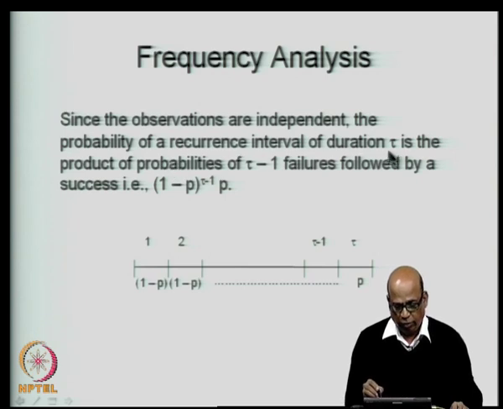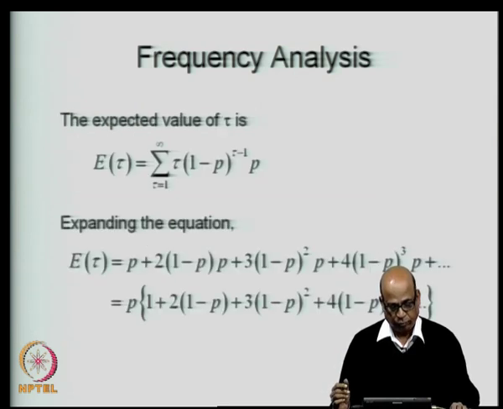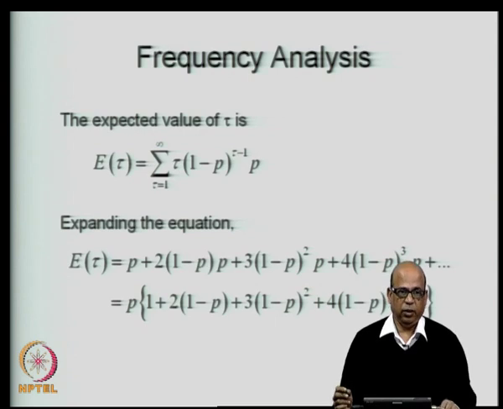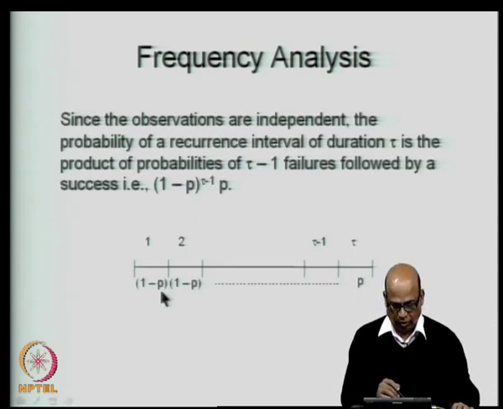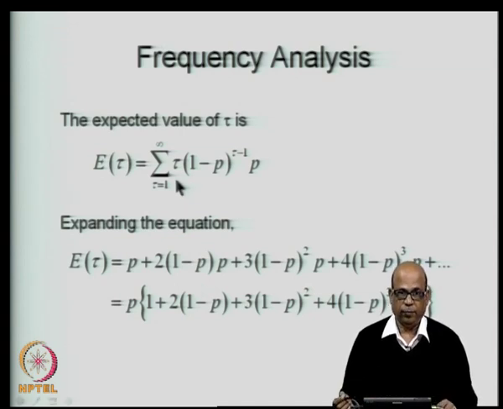So, the recurrence interval of duration tau has the probability equal to the product of probabilities of tau minus 1 failures, followed by a success in the tauth time period. So, that will be (1 minus p) to the power tau minus 1, into p. This is the probability of the event recurring once in tau years. Now, we have defined the return period to be the expected value of the recurrence interval. Now, this is the probability of the recurrence interval. The expected value of the recurrence interval is what we are interested in.